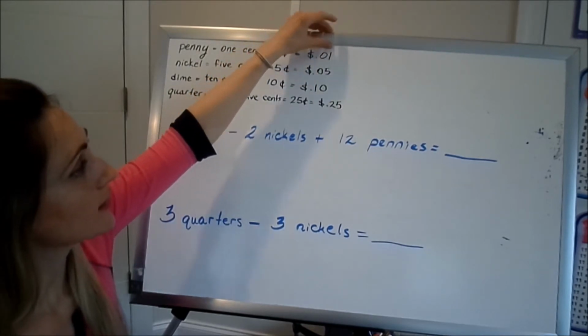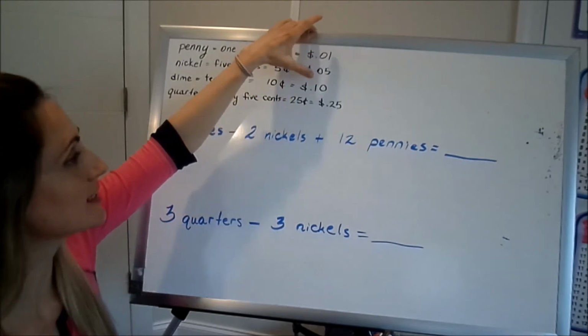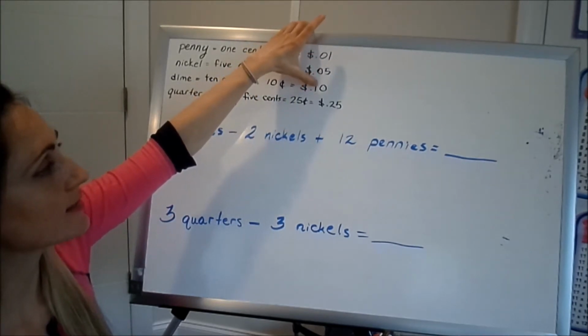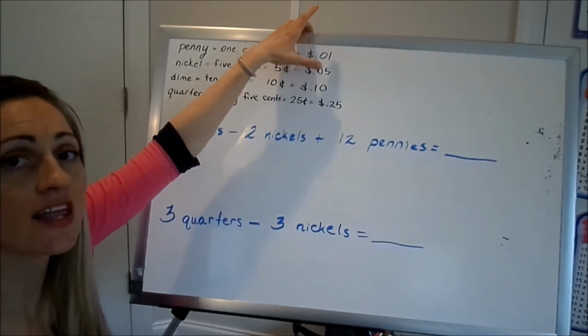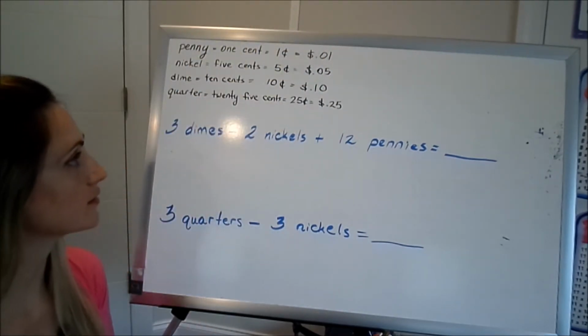Pay attention that you don't confuse 10 cents with 1 penny. For 1 penny, the 1 is in the hundredths place, and the 1 for the dime is in the tenths place. Okay, they have their own place values.